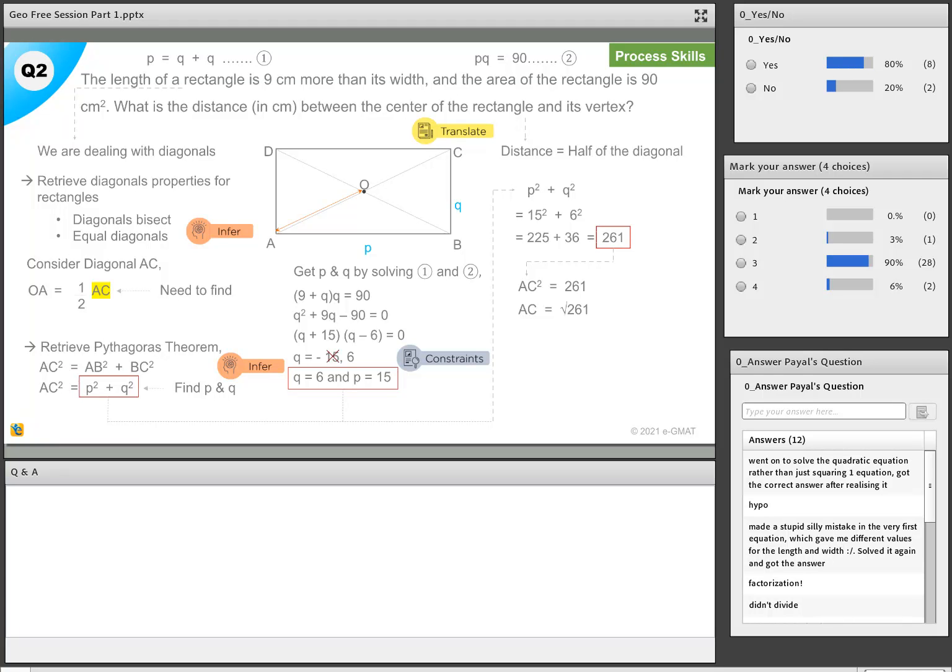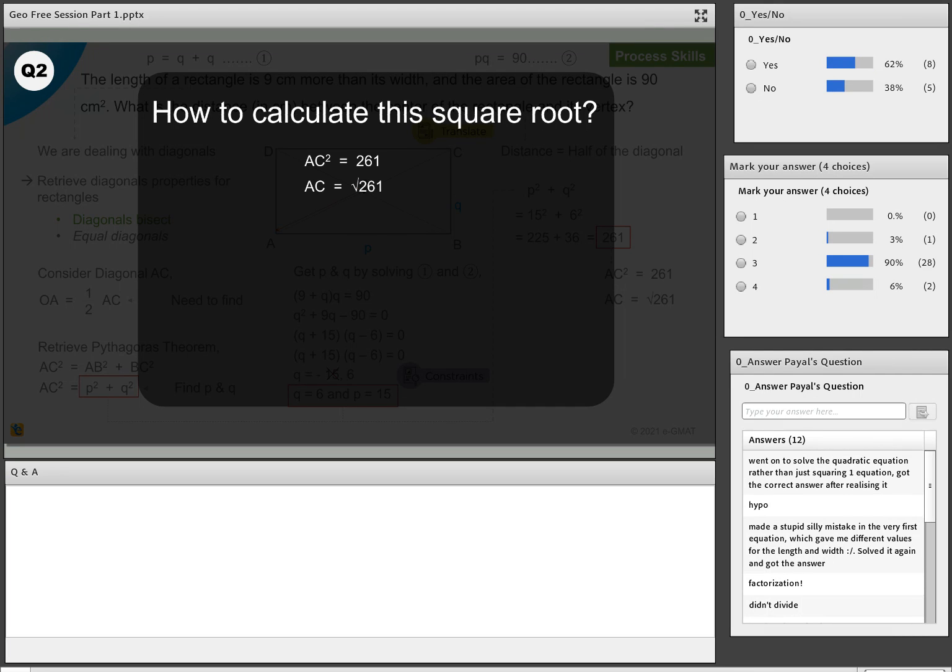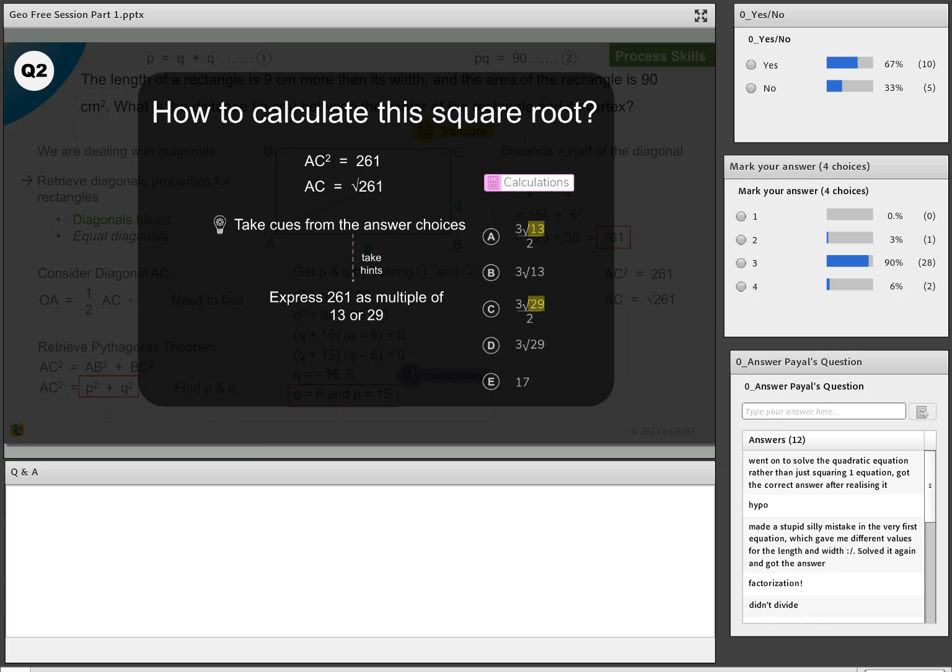For you guys, what you need to work on is your calculation skills. Okay, for this, again, in order to figure out the square root, I don't expect you to figure that out mathematically without bringing anything into context. Again, you need to take cues in questions such as these. You need to take cues from the answer choices. Observe the answer choices. Your answer choices have square root of 13 and 29 in them, right? Which means you take hints from that and then you express 261 as a multiple of 13 or 29. You try to express 261 as a multiple of one of these two, okay?